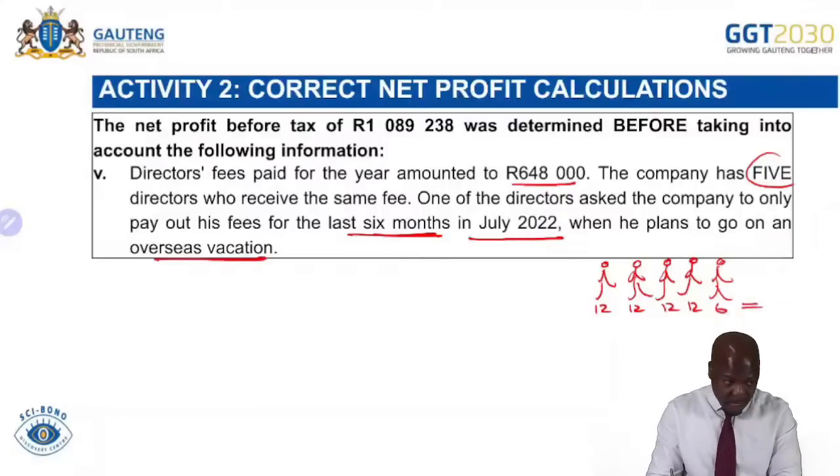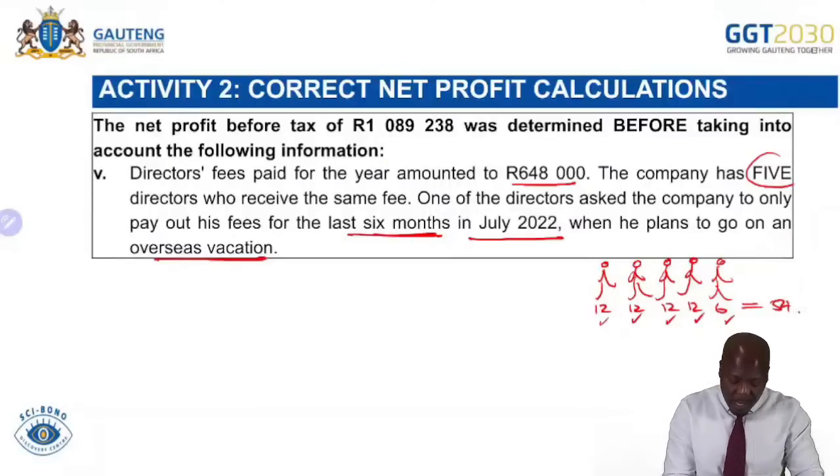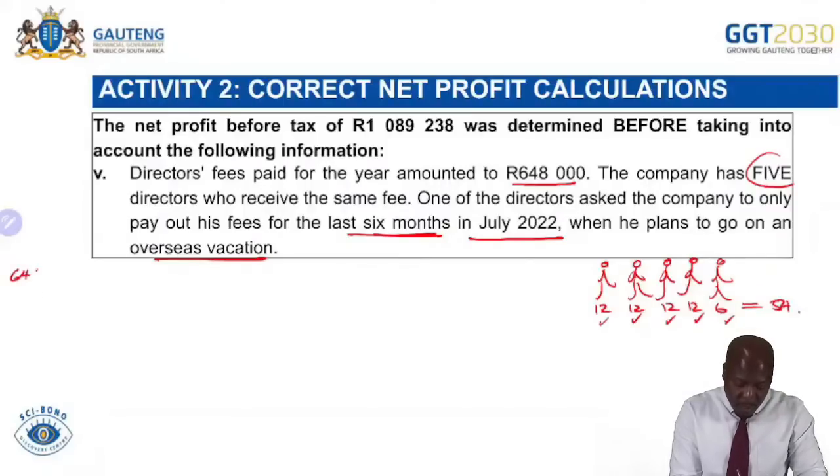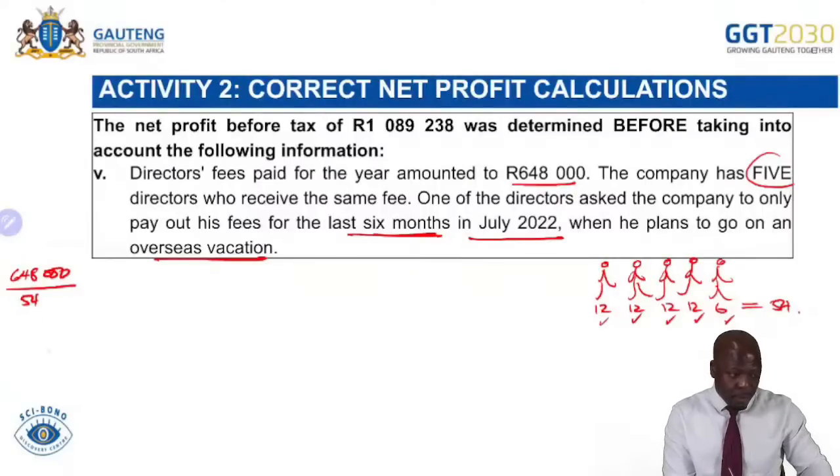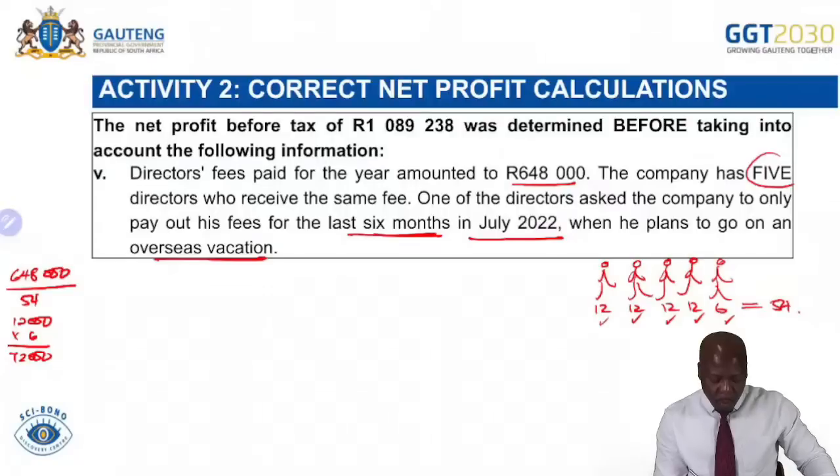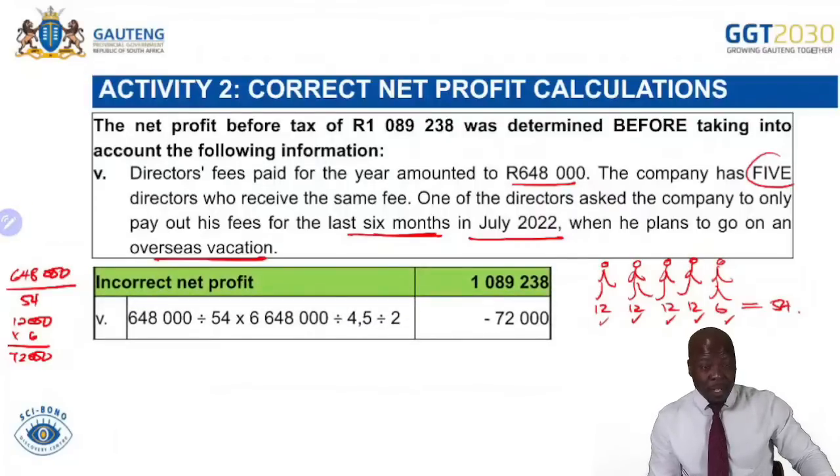In total, let's add this. How much do we get? So we're saying 12 plus 12 plus 12 plus 12 plus 6. That is going to give us 54 months. What it therefore means is, the director's fees that we have, which is 648,000, is for 54 months. That means director's fees per month, per director, is 12,000. So if we have not paid this director for 6 months, how much do we owe him? We owe him 72,000.